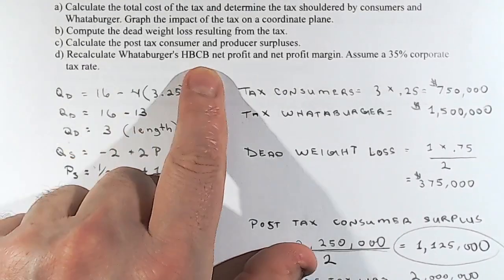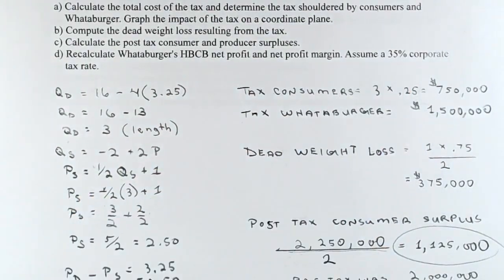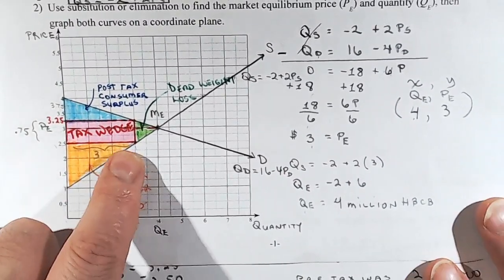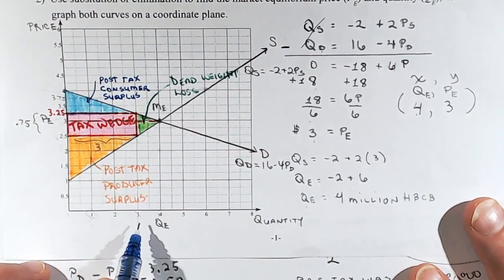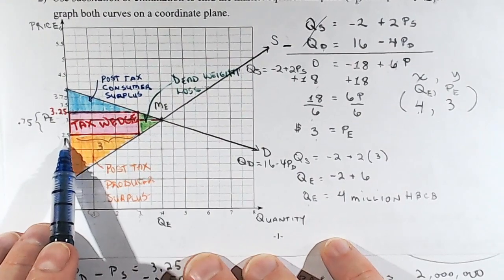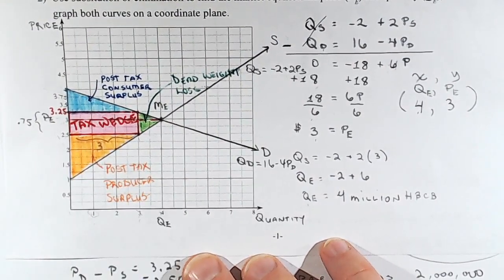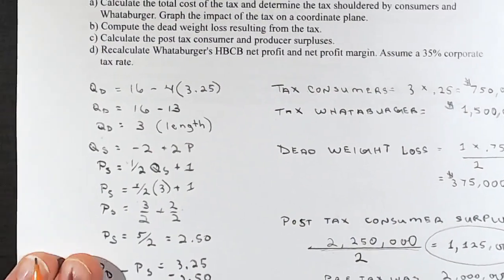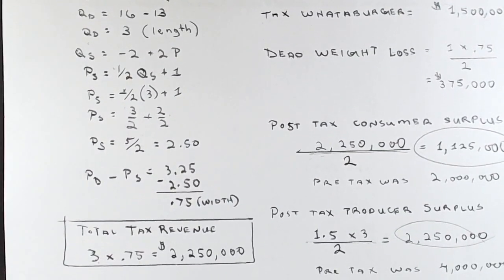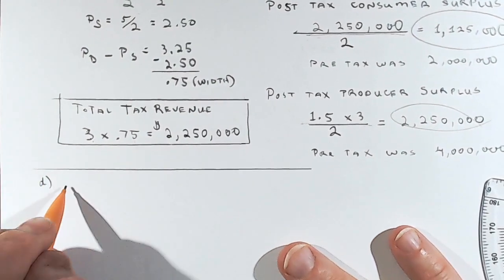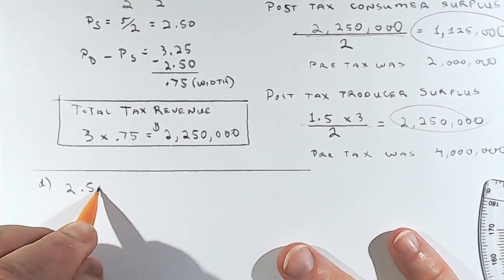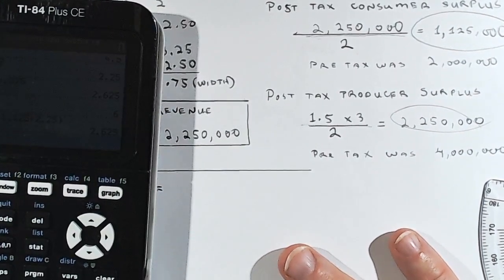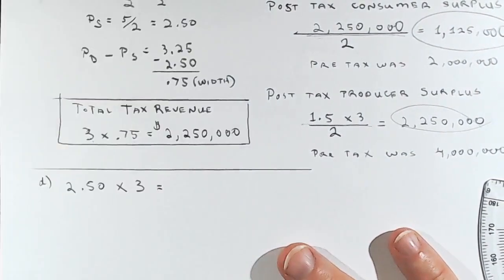Oh, we're supposed to recalculate Whataburger's net profit and net profit margin, assume a 35% corporate tax rate. What it wants us to do is recalculate at a total sale of 3 million units. Here's what it means. We only get $2.5 per unit after this tax is imposed. So to recalculate that profit, okay, this is part D down here. Recalculate the profit. We multiply 2.5, okay, that's $2.50, times 3 million, and we get $7,500,000.